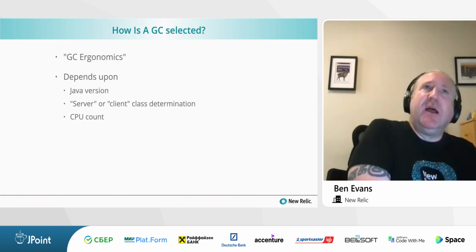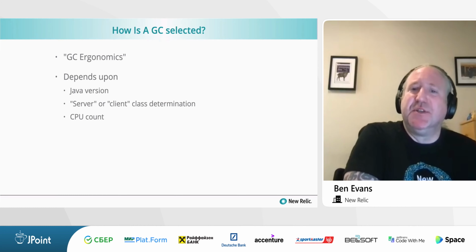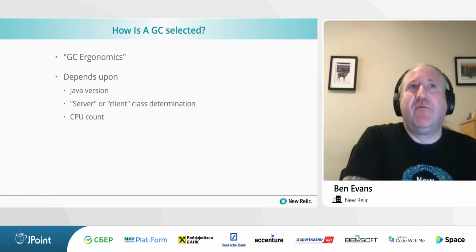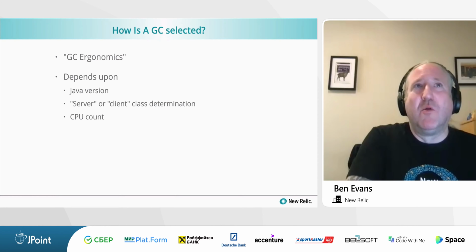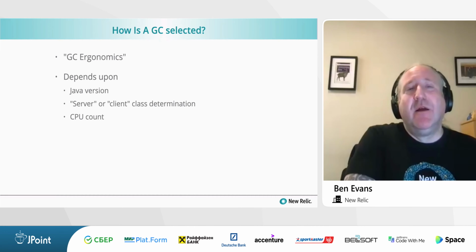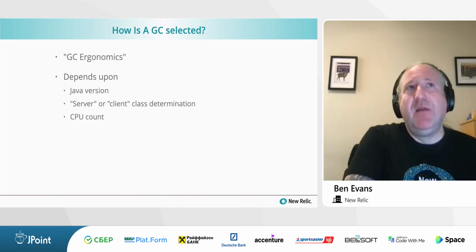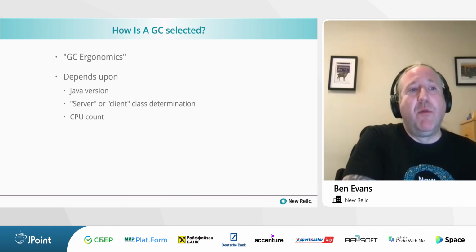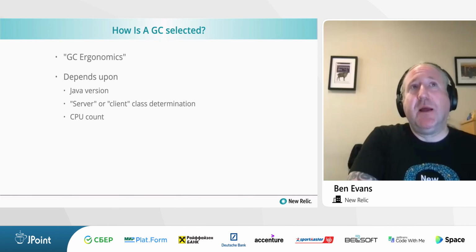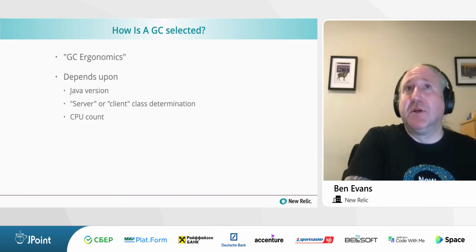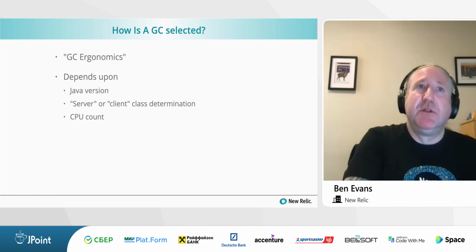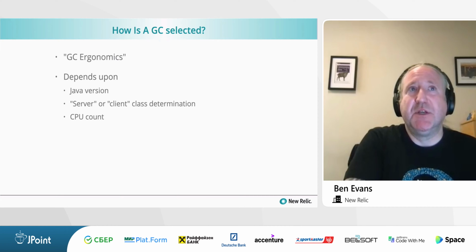So this leads us on to how do we even select a GC? You may have heard the phrase GC ergonomics. I certainly first started hearing it around the Java 5 timeframe. What it really means is that the behavior of the GC, and even how it's selected, depends upon the runtime environment and also how the GC is behaving. So the sizing of the memory pools depends upon the observed behavior of the GC.